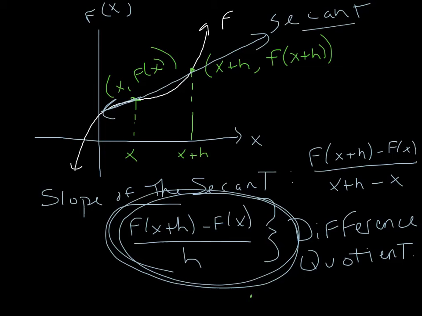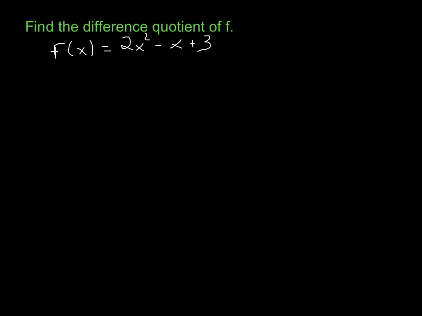So we're just going to look at being able to evaluate that a little bit. Okay. So the difference quotient of the function 2x squared minus x plus 3. Well, remember that the difference quotient is f of x plus h minus f of x all divided by h.